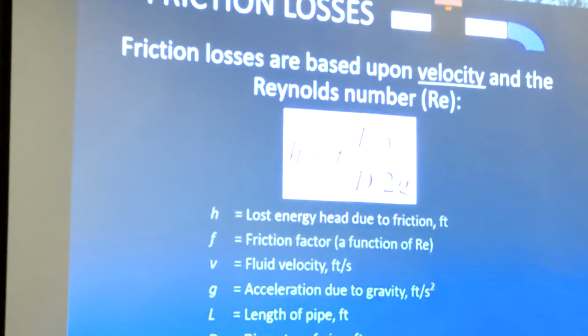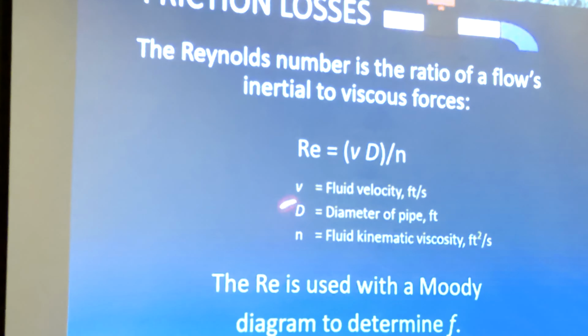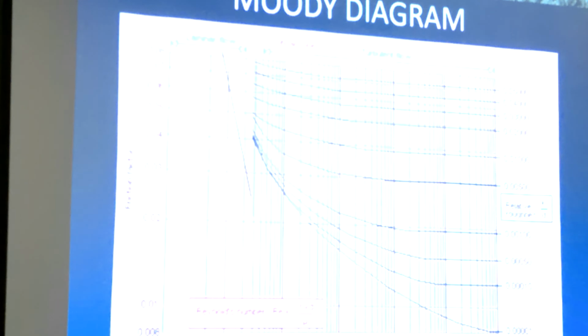And it's really based on this Reynolds number approach, which is a ratio of the fluid velocity and diameter of the pipe to the fluid kinematic viscosity. So it's the velocity times the diameter divided by the kinematic viscosity. And you can use a Moody diagram, a well-known hydraulic diagram, to determine what the friction factor is. That'll help you get the Reynolds number. So here's a Moody diagram. You can look it up in a book.